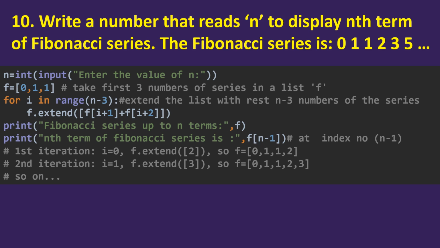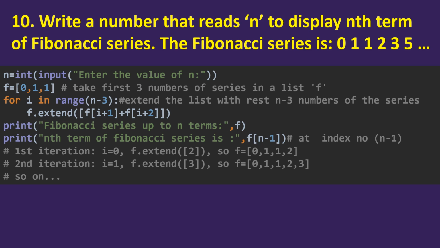The loop will iterate, and within the loop what will happen, f.extend f of i plus 1 plus f of i plus 2, that you have to keep within a list. So your list will be extended with this value. So f of i plus 1, when i value is 0, so f of 0 plus 1, that is 1, plus f of 0 plus 2, that is 2. So the elements at index number 1 and index number 2, that is 1 and 1, those two will be added and the value is 2. So your list will be extended with a value 2 in the first iteration.